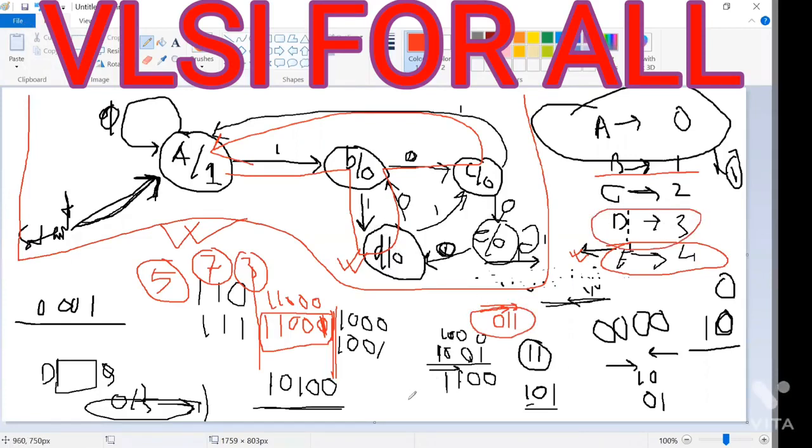You can take another example for remainder 1. Let's say your value is 6, which is 1, 1, 0. 6 also means remainder 1. Let's say you give 1 in the input. Now what is this value? It is 13. So if you divide 13 by 5, the remainder is still 3. So you have to move into state D because D represents remainder 3. So that's why I moved from D to D.